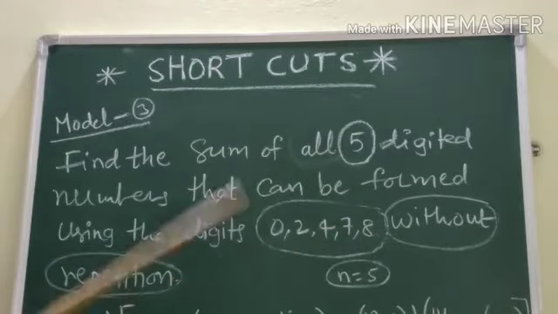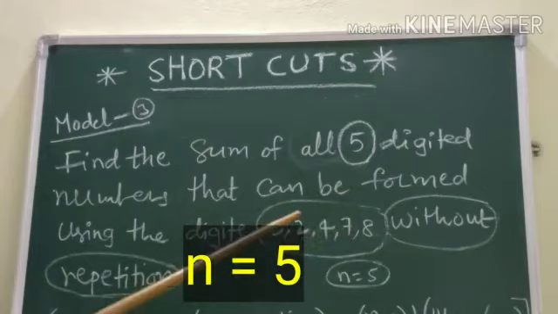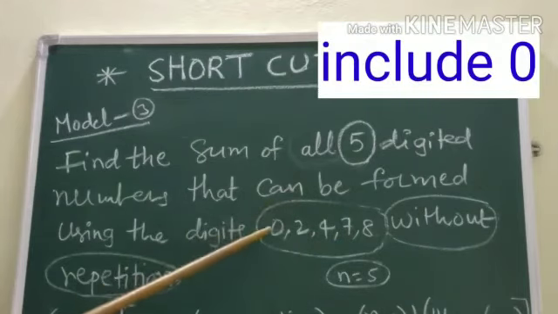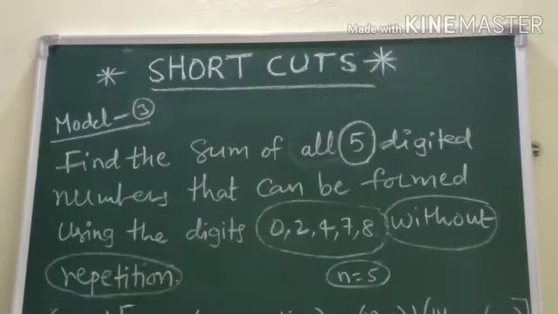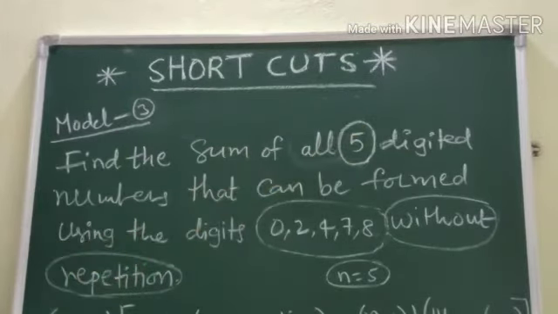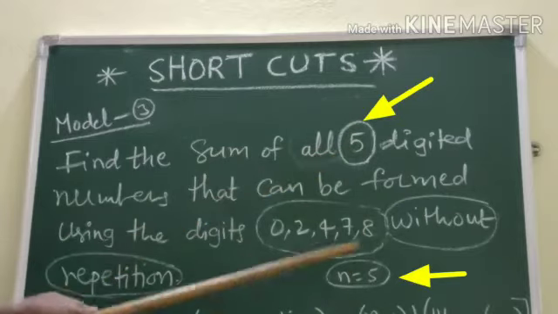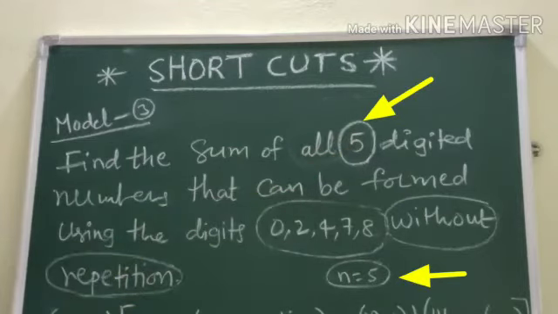The given digits are 0, 2, 4, 7, 8. Here how many digits? 5. So n value is 5. In these digits 0 is included, so we have to remember including 0. And the next point is the sum of all 5 digit numbers. That means the number of given digits and the required 5 digit numbers are the same. And one more thing, without repetition.